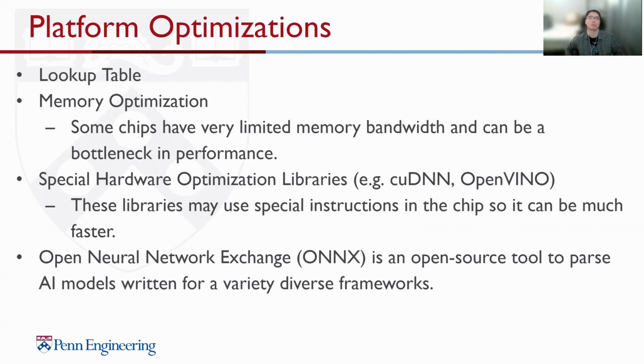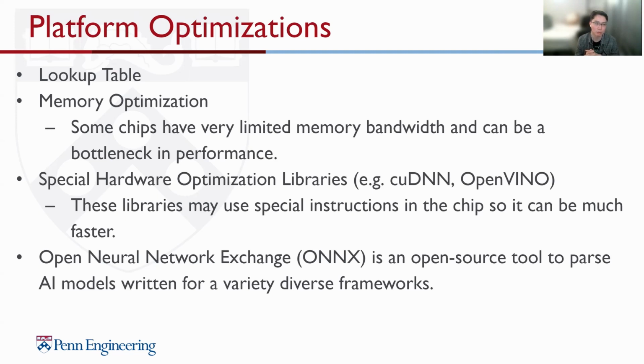There are some platform optimizations that you can use. We can have a lookup table just to save repeated computations. Or we can do memory optimizations. Some chips might have very limited memory bandwidth, so there could be special optimizations that you can do. Maybe you shouldn't do memory access at the same time. You can spread out that memory access, or use some other techniques.